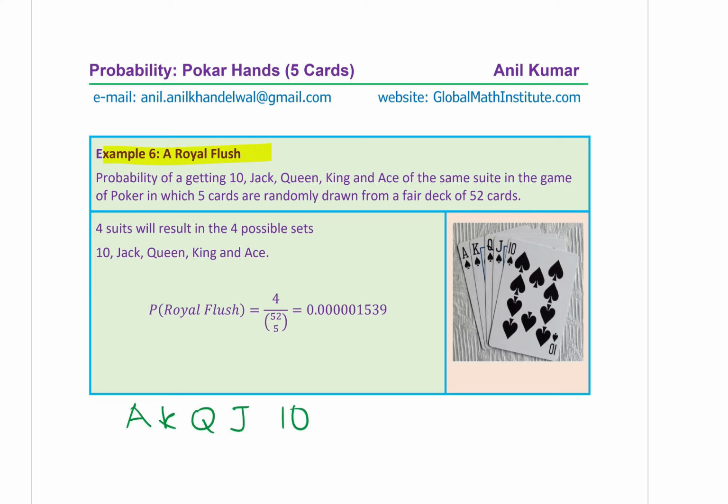So these are the five cards which we treat as a royal flush, and they could be of spades, they could be of hearts, they could be of diamonds, or they could be of clubs. So they could be of any one of these four kinds. And therefore, we have only four options for this royal flush. So we have 4 in the numerator divided by the choices, which are 52 choose 5. So this is called the royal flush.